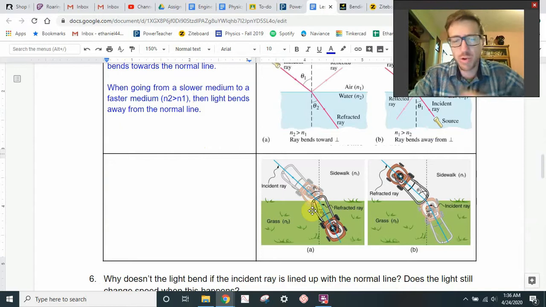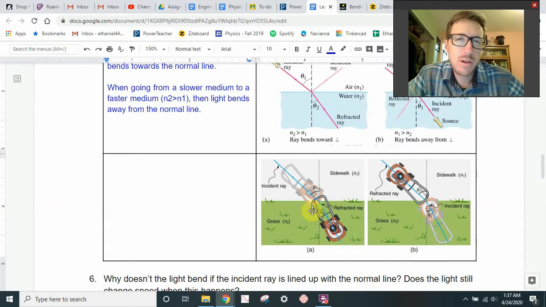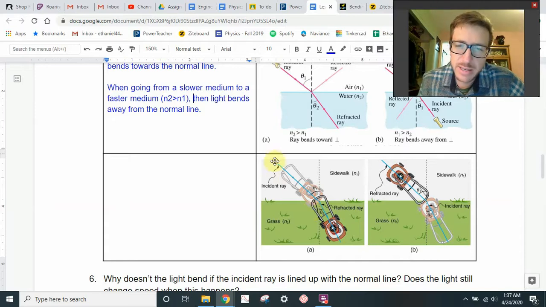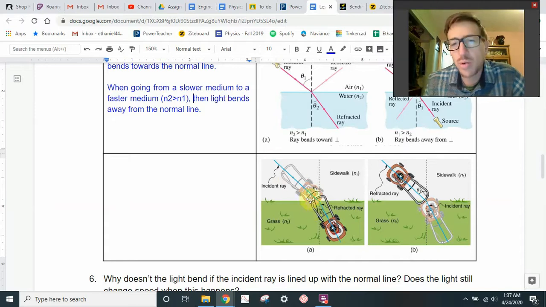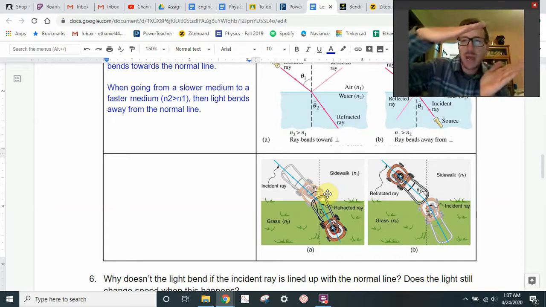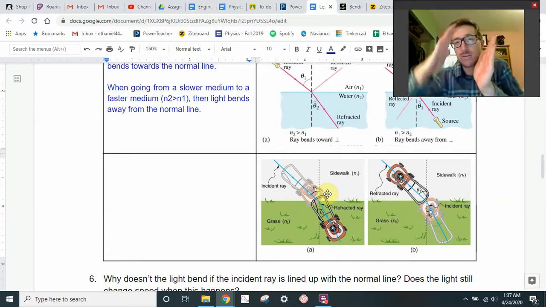Okay, so in this case, if I was walking my lawnmower along the sidewalk and then all of a sudden I get grass, well, when I get into the grass, that slows down how quickly the lawnmower can roll. So if the lawnmower is coming in at this angle, the right side of this lawnmower hits the grass first and slows down, so it can't travel as quickly. But this left side of the lawnmower is still traveling at the same speed. Well, that causes the entire thing to shift, right?